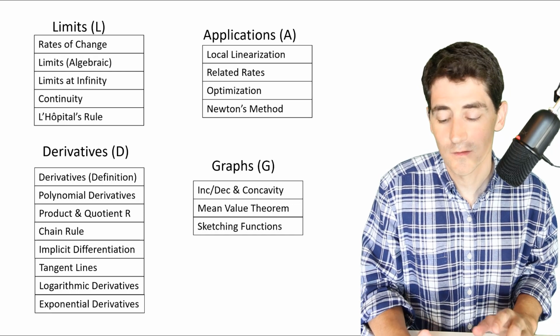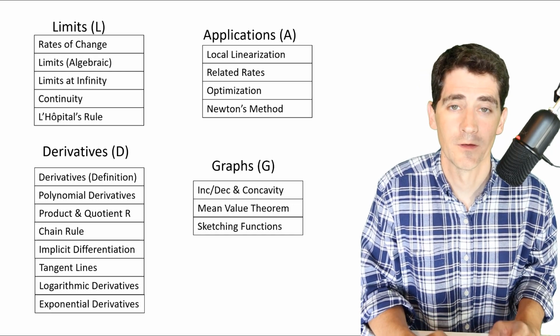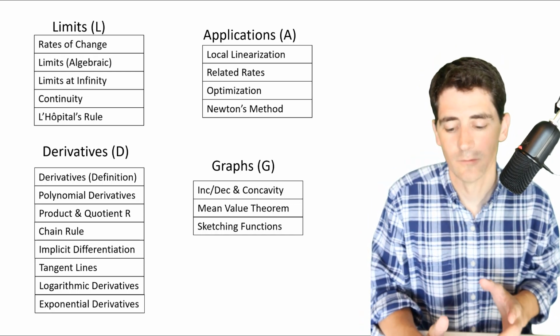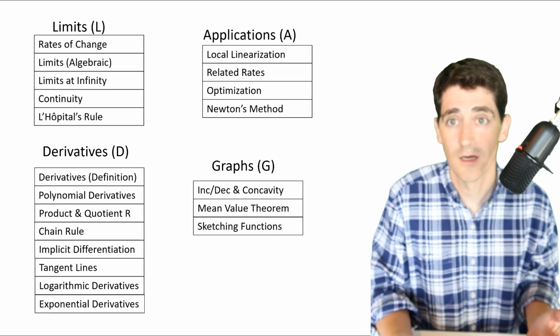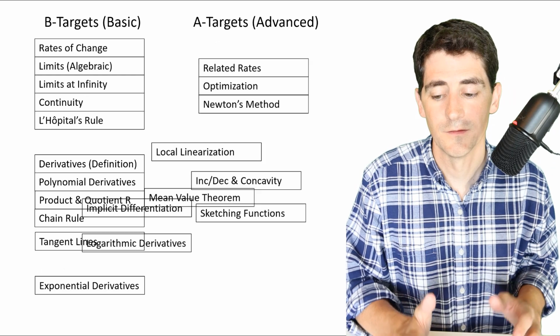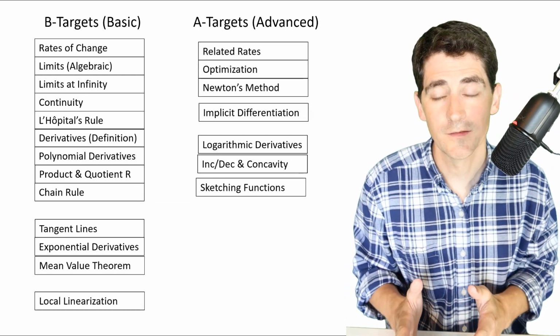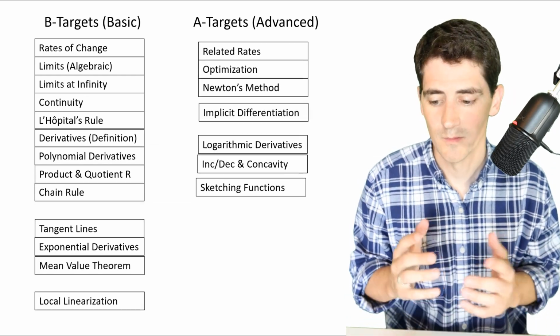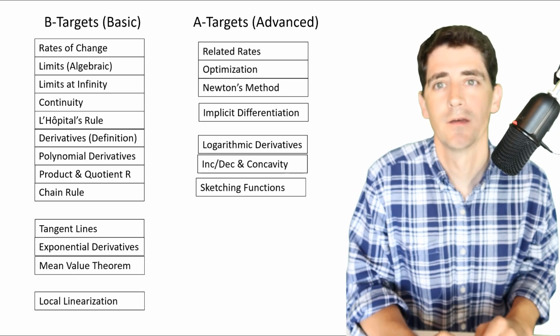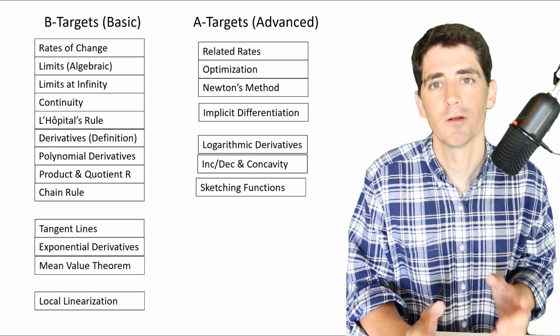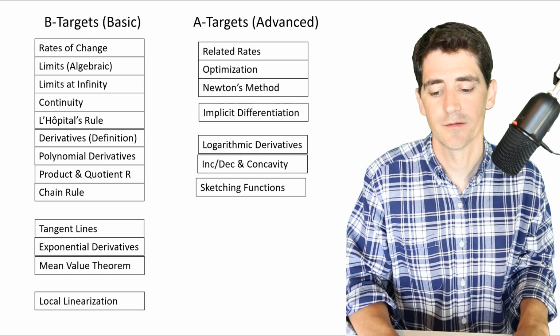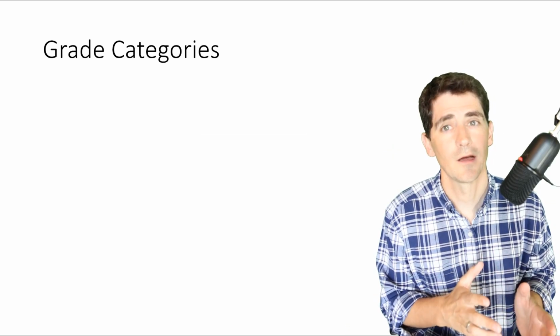Now I noticed that some of these targets are also more difficult than others. So showing mastery of related rates is a lot more complicated than showing mastery of, let's say, the chain rule. So I also broke these down into what I call the basic targets and advanced targets. So my B targets and my A targets. So in the syllabus, they have a grade that they need to get for B targets and another grade they need to get for their A targets. So now I have two grade categories.